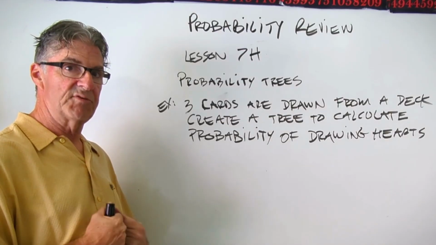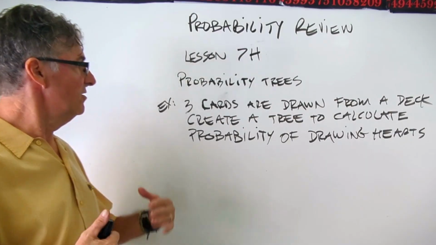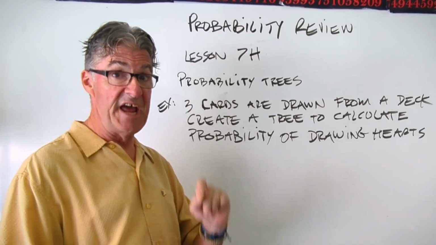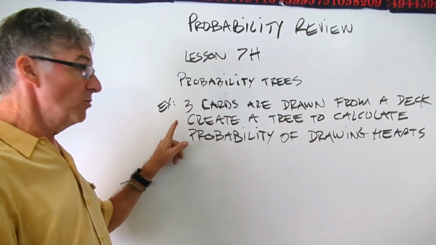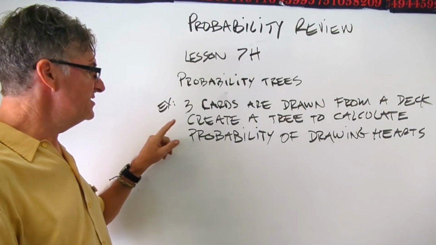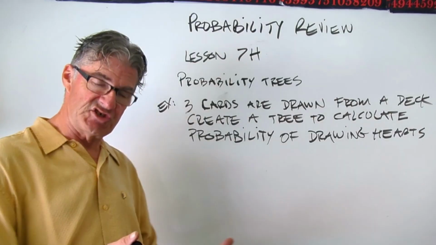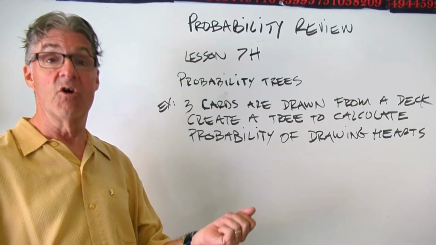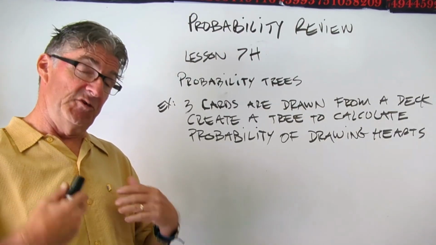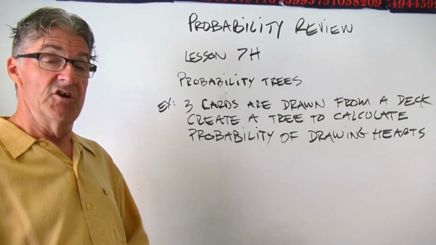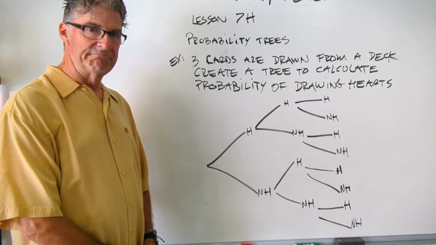Okay, here's our one probability tree example in this video. Check this out. We're going to draw 3 cards from a deck of standard playing cards. Now what we want is a tree that will help us calculate the probability of drawing hearts. So in each draw, we're going to record whether we got a heart or not. If you're feeling bold, pause the video right now and see if you can make that tree. We have 3 draws.